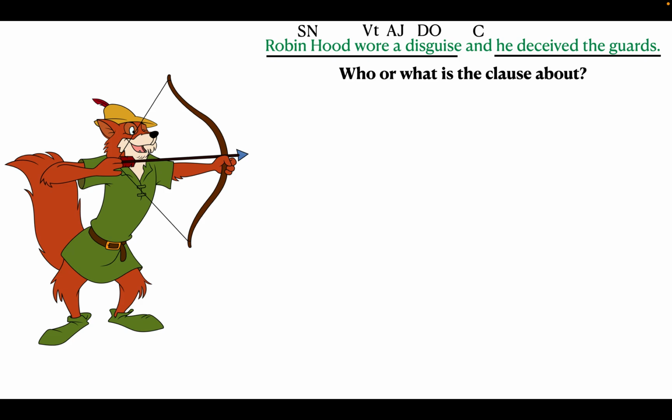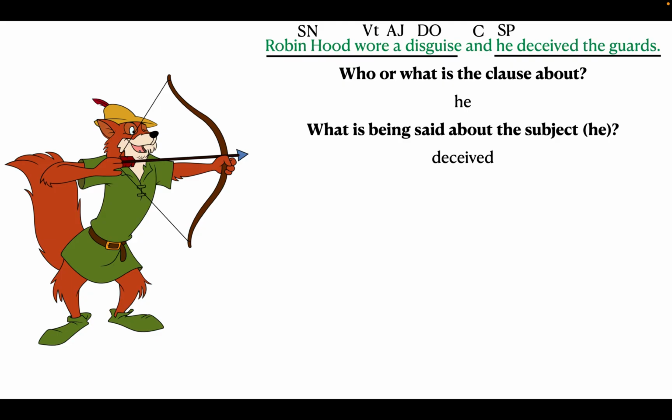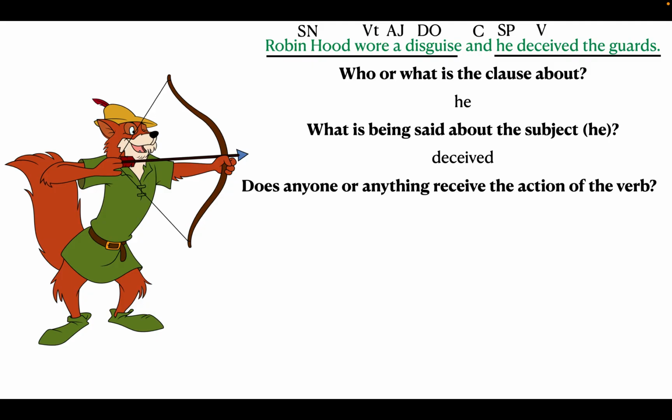So, who or what is the clause about? He. So that makes he our subject. Is he a noun or a pronoun? Pronoun, so we label it with the P. What is being said about the subject, he? What did he do? Deceived, so that makes deceived our verb. Does anyone or anything receive the action of the verb?